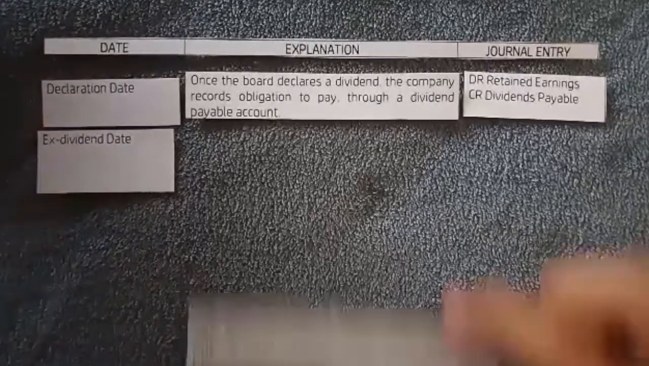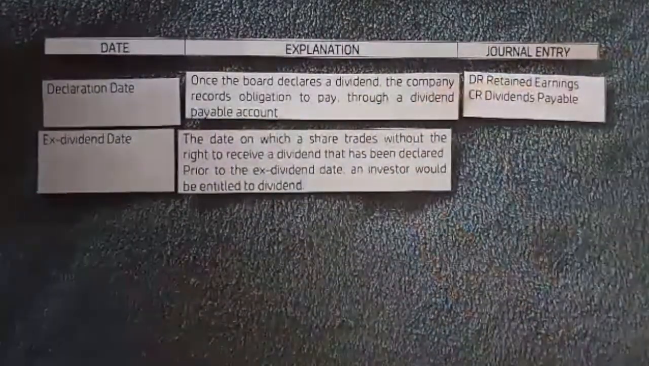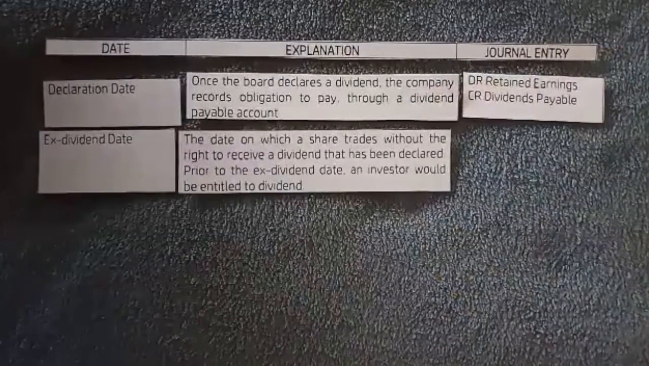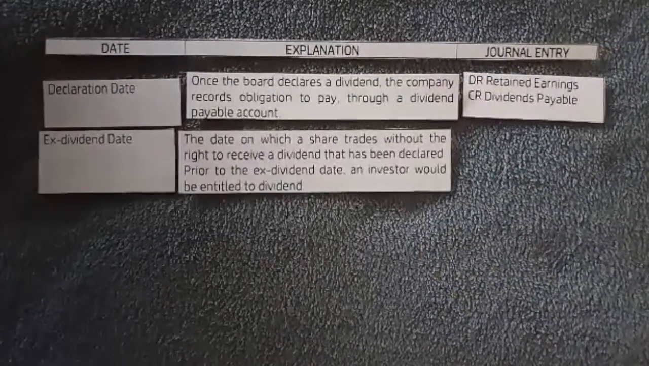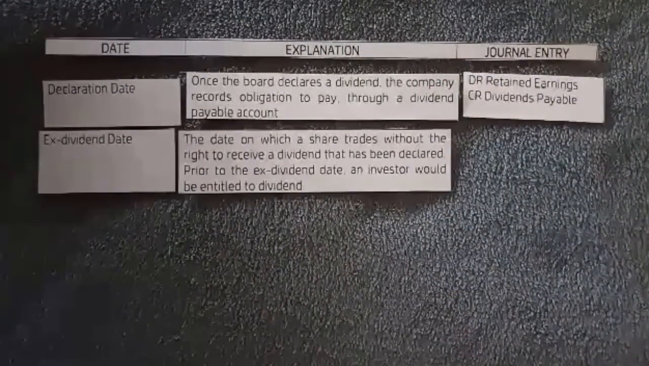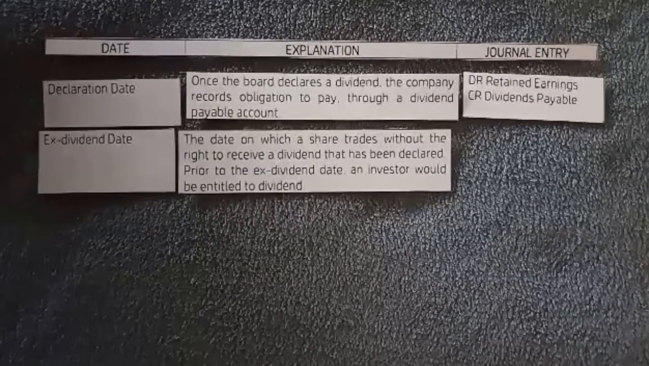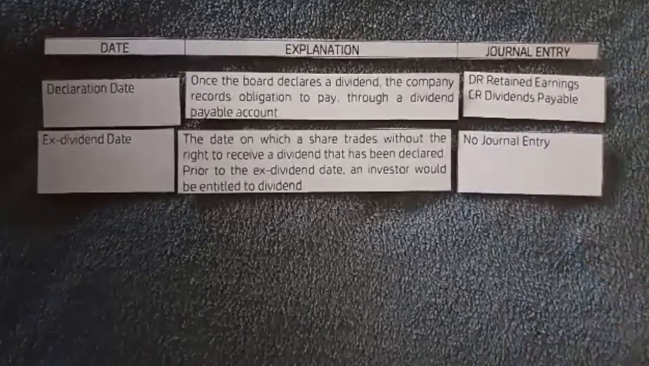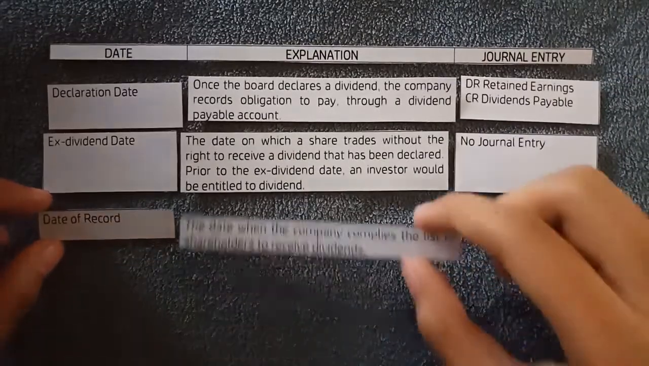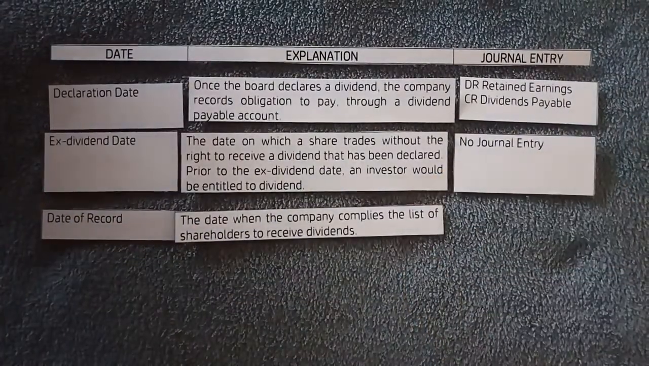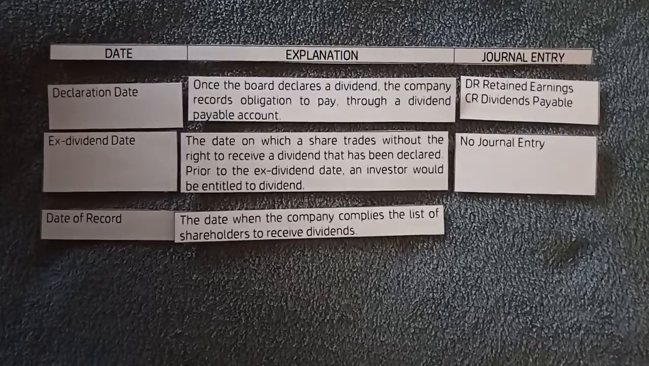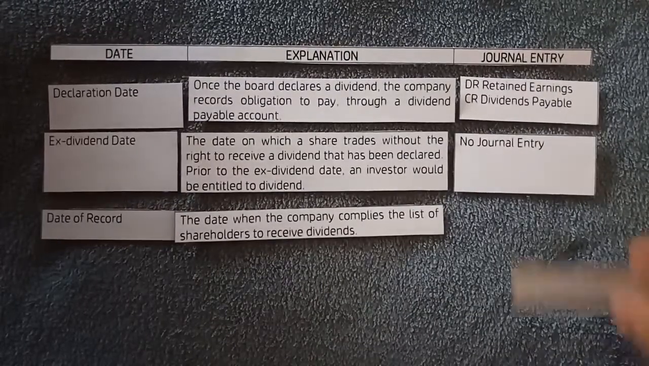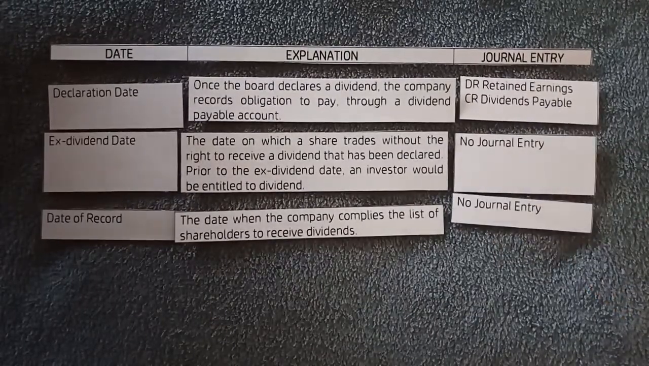Ex-dividend date. The date on which a share trades without the right to receive a dividend that has been declared. Prior to the ex-dividend date, an investor would be entitled to dividends. Here, there is no journal entry. Date of record. The date when the company compiles the list of shareholders to receive dividends. Here, there is also no journal entry.